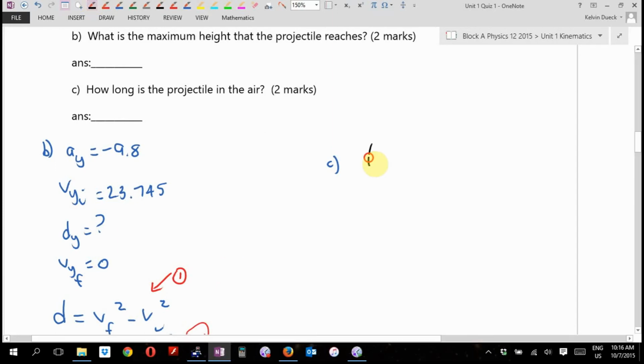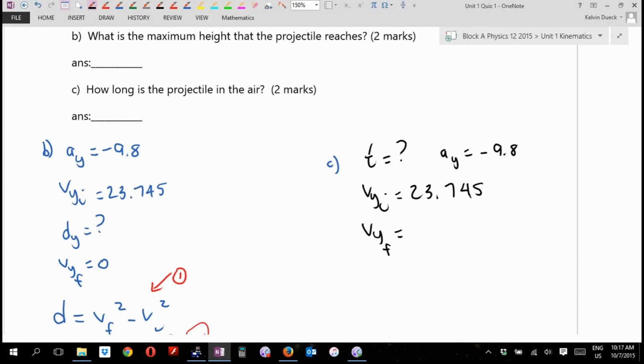C. AY, still negative 9.8. VY initial is still 23.745. That's not enough. Oh! What's VY final? What do I hit the ground at? Not 0. That's after I hit the ground.